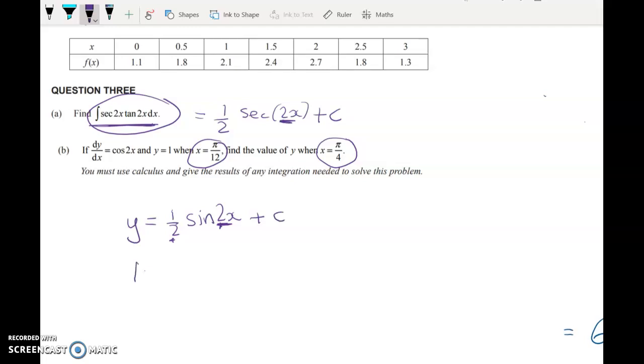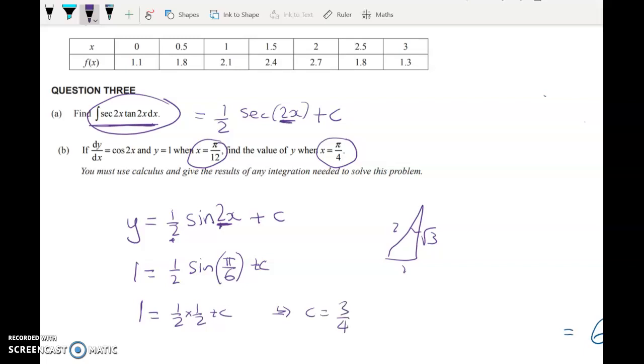We know that y was equal to 1 when x was pi on 12. 2 pi on 12 is pi on 6. And sine of pi on 6 is 1/2. So we've got 1 is equal to a half of a half plus c. So c is equal to 3/4.